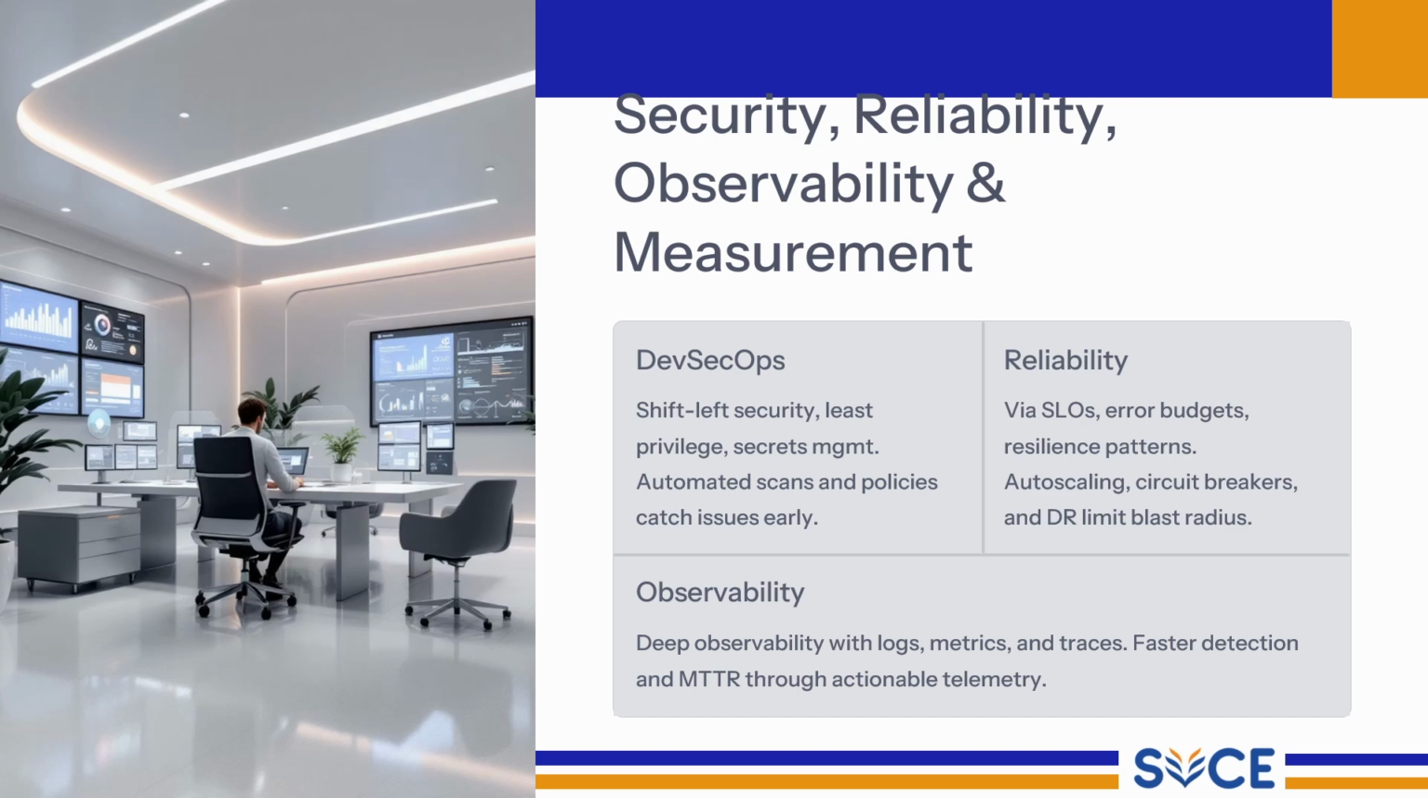Third one is observability. Deep observability with logs, metrics and traces, so faster detection and MTTR through actionable telemetry. Observability is like giving your system X-ray vision with logs and metrics. You see the issues fast and fix them before the user even notices. See more, fix faster.